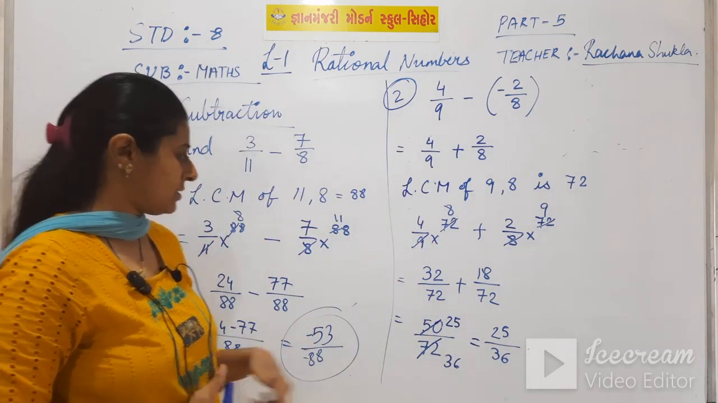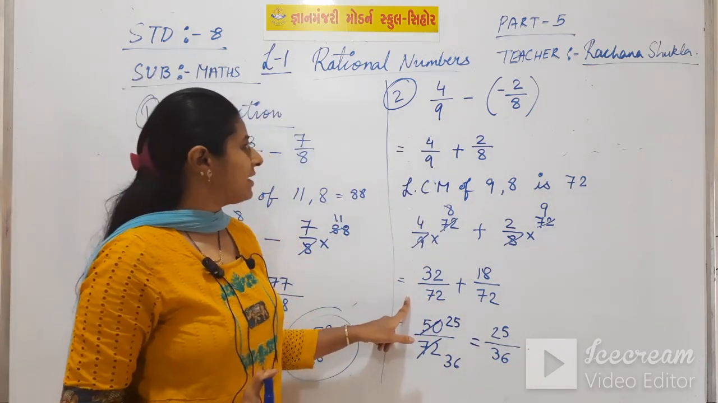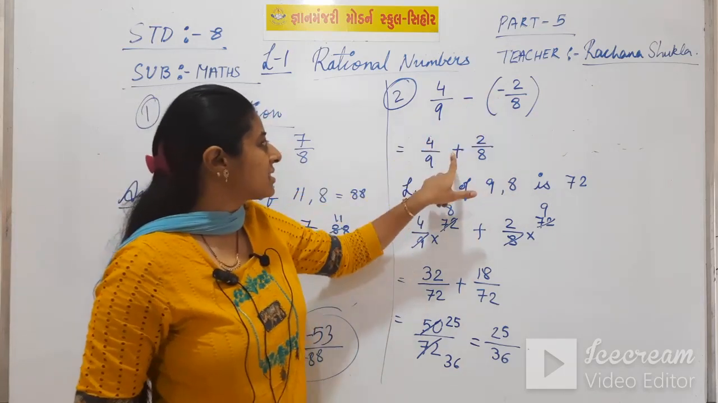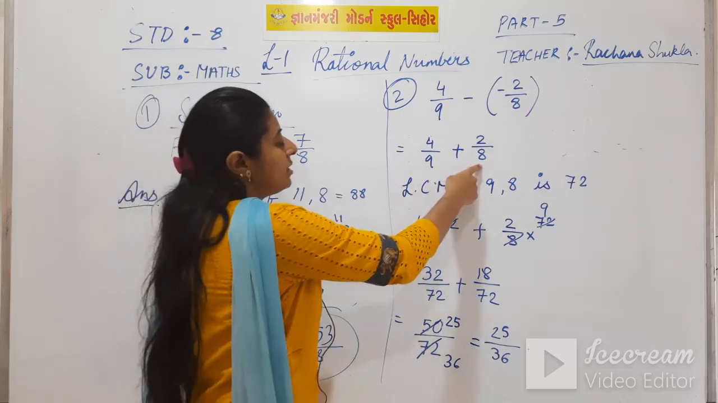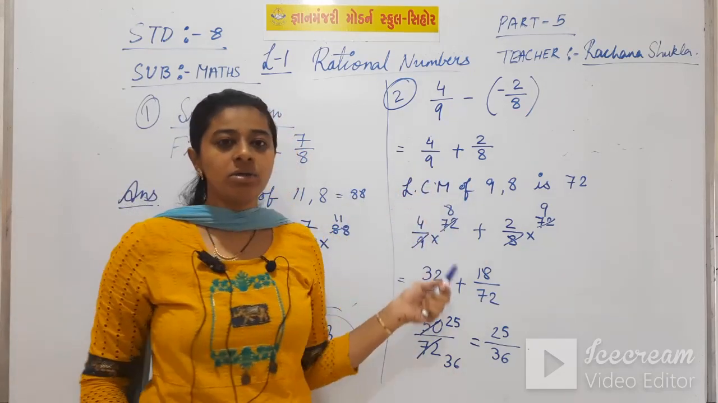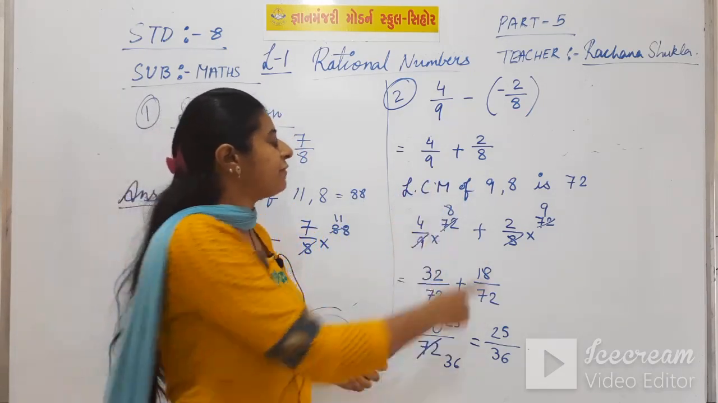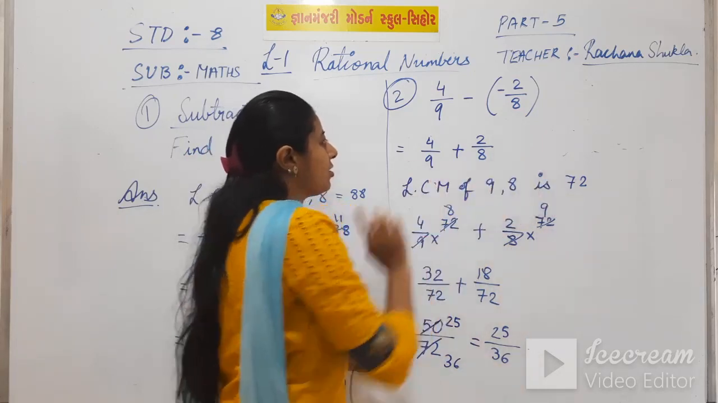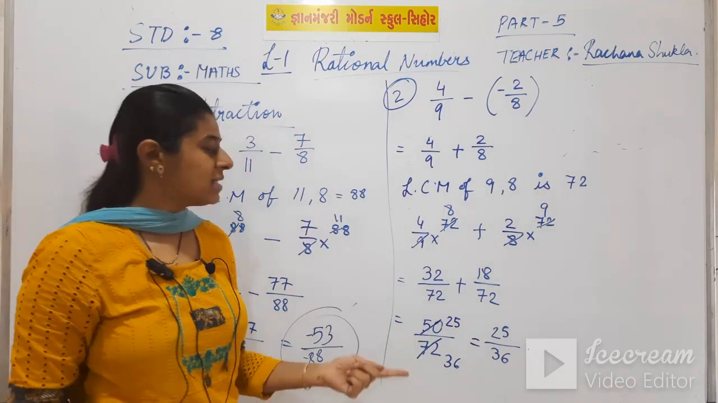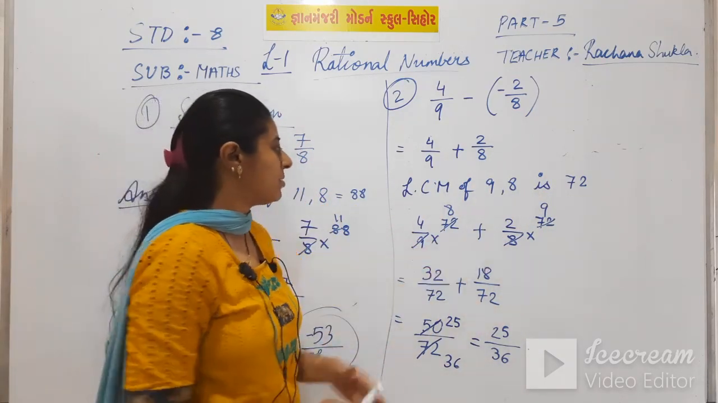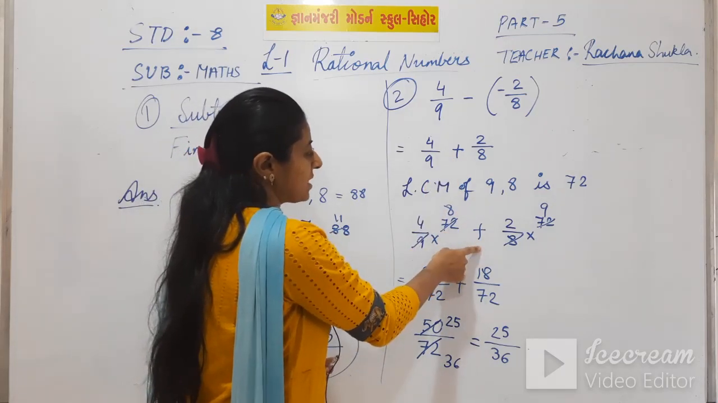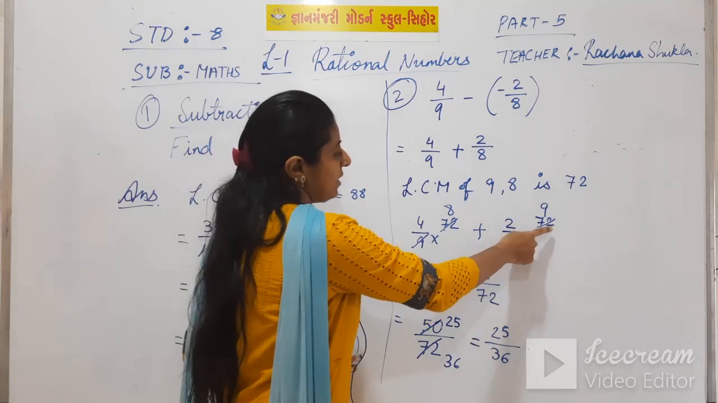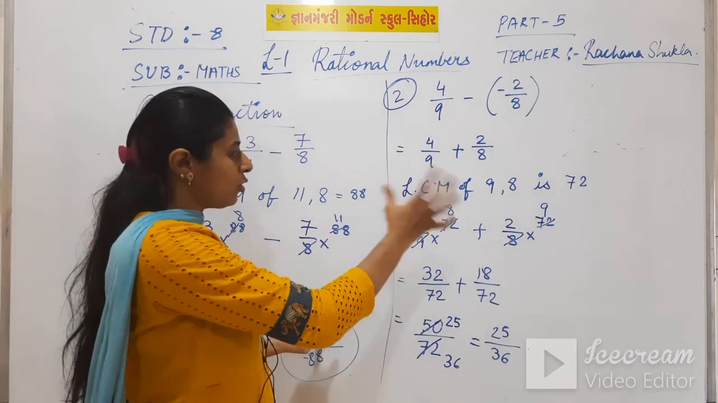Both are squares. How? Again I will tell you: minus minus plus, the first step of the sum. Then the denominators are different, so take out the LCM. LCM of 9 and 8 is 72. Then multiply the LCM with both the numbers. 4 upon 9 into 72, between them a plus sign, 2 upon 8 into 72. Then you can do the cutting.